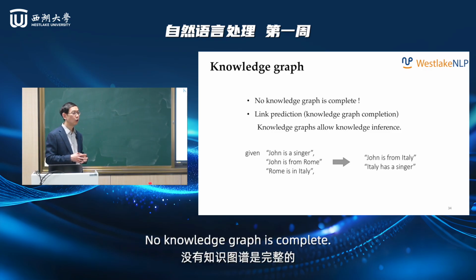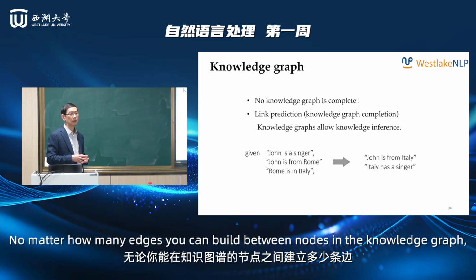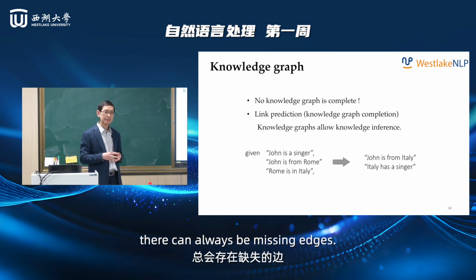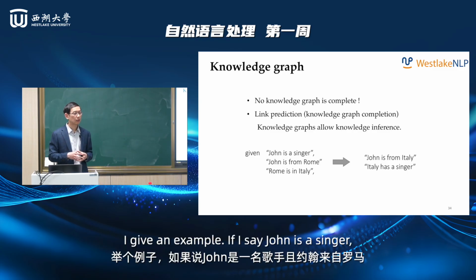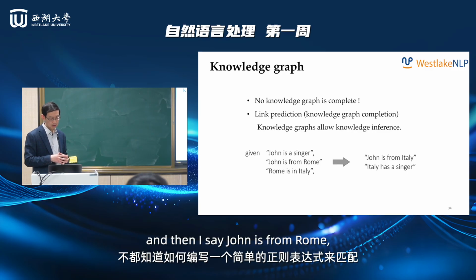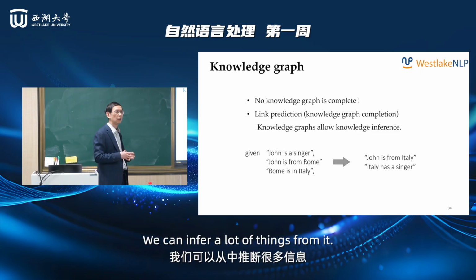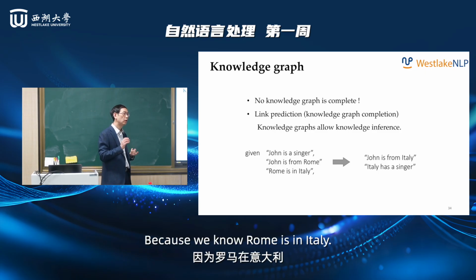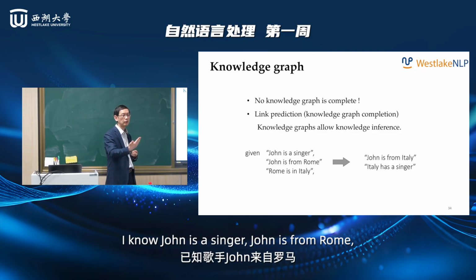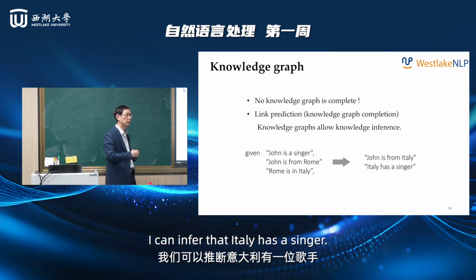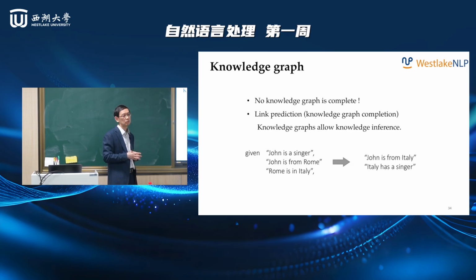No knowledge graph is complete. No matter how many edges you can build between nodes in the knowledge graph, there can always be missing edges, okay? I give you an example. If I say John is a singer, and then I say John is from Rome, then we can infer a lot of things from it. Because we know Rome is in Italy, right? So when I know John the singer, John is from Rome, I can infer that Italy has a singer.